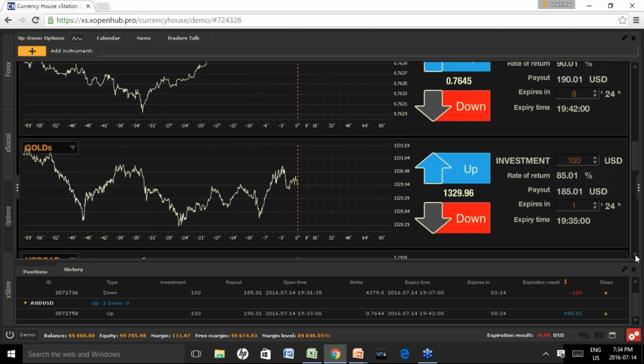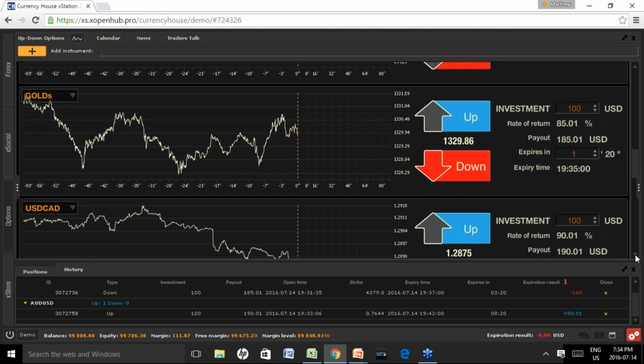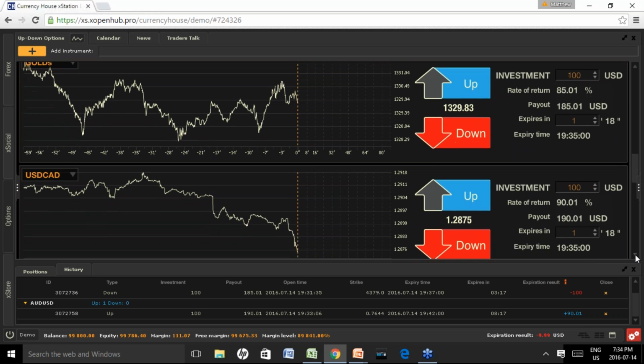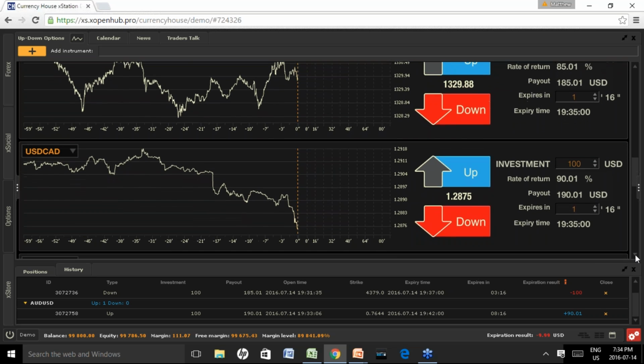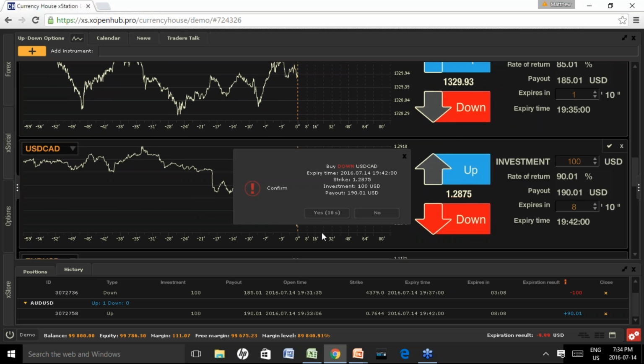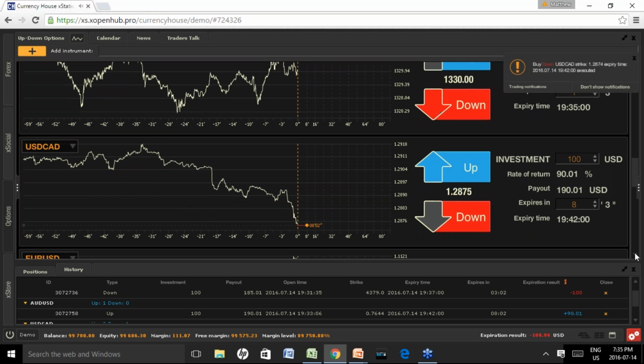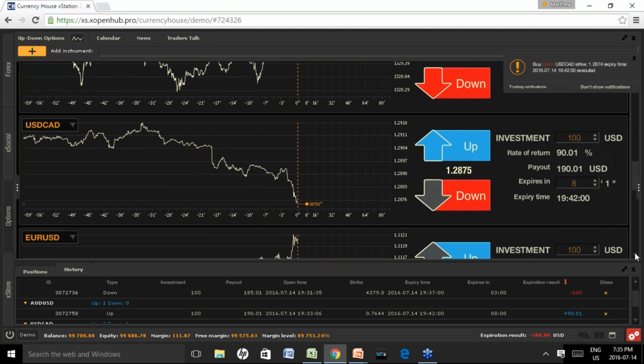Gold is kind of bouncing around a little bit. I'm not a big fan of it. USD CAD is definitely pointing downward. Wow, I got a big spike downward there. Okay, let's do USD CAD here. Let me get that.